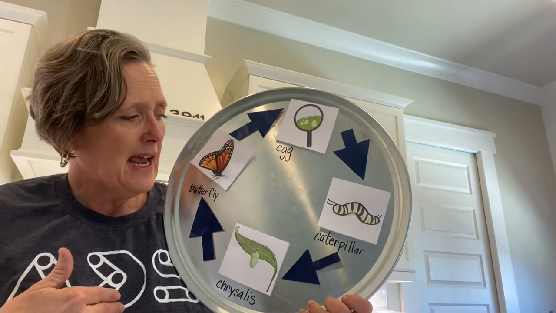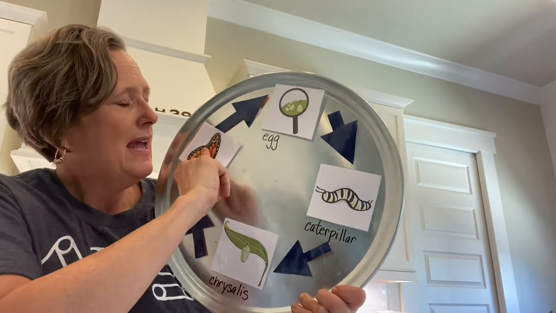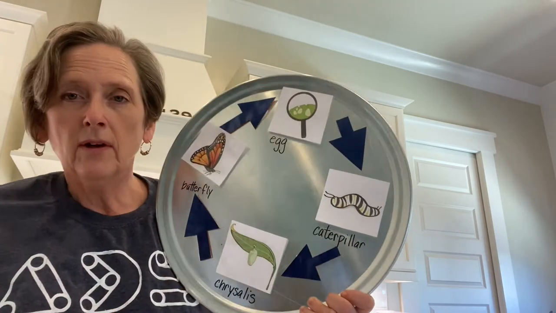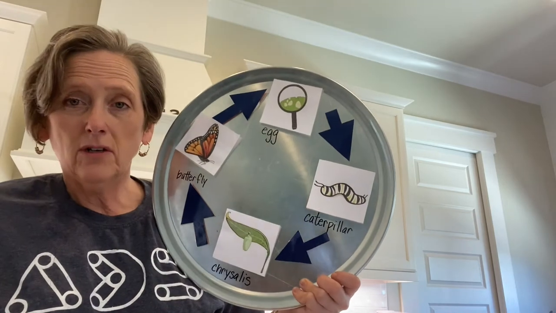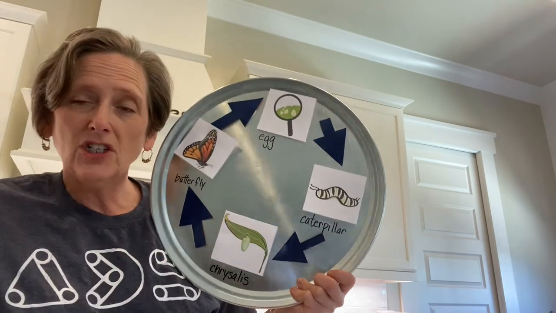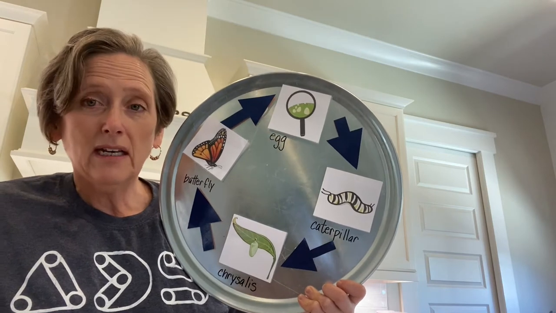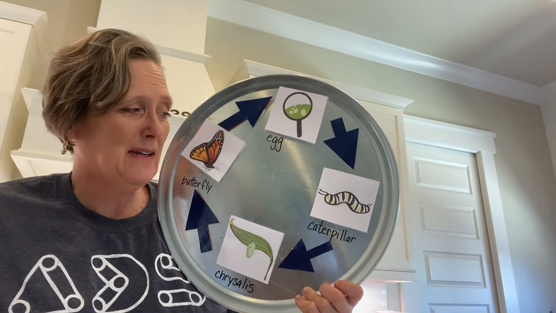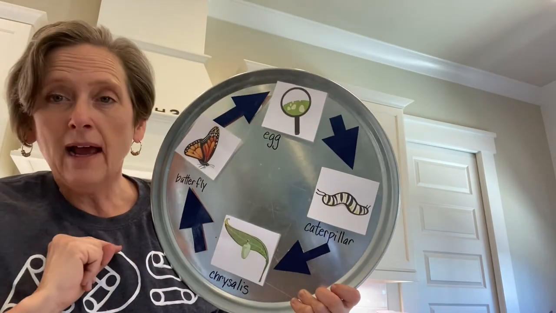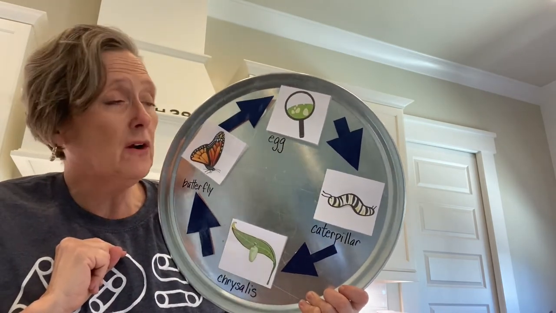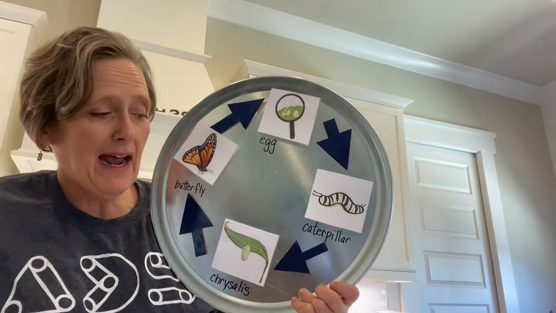Let's say the butterfly laid the egg on the leaf, and then out of the egg popped a caterpillar. Well, did you know that there are some animals that might eat caterpillars? What if an animal came and snatched that caterpillar and ate it? Would the life cycle continue? No, it wouldn't. So you have to have all of these things happening for the life cycle to continue. It's really a miracle that we have butterflies. All of these things have to happen.